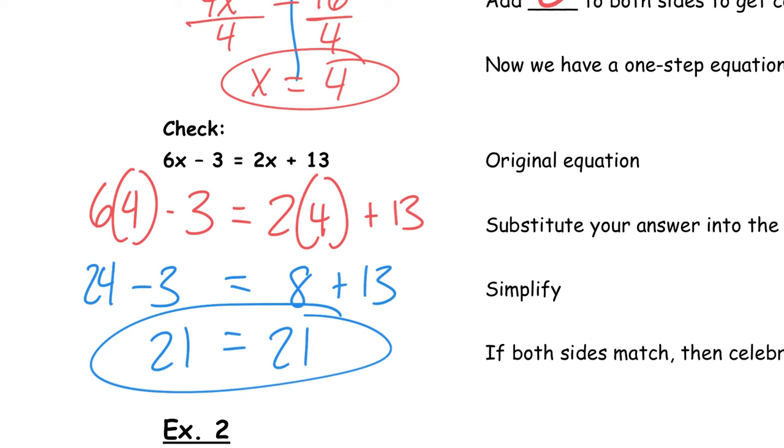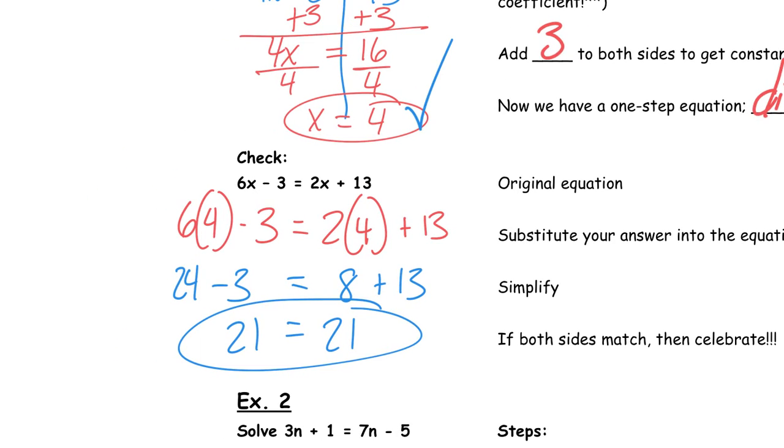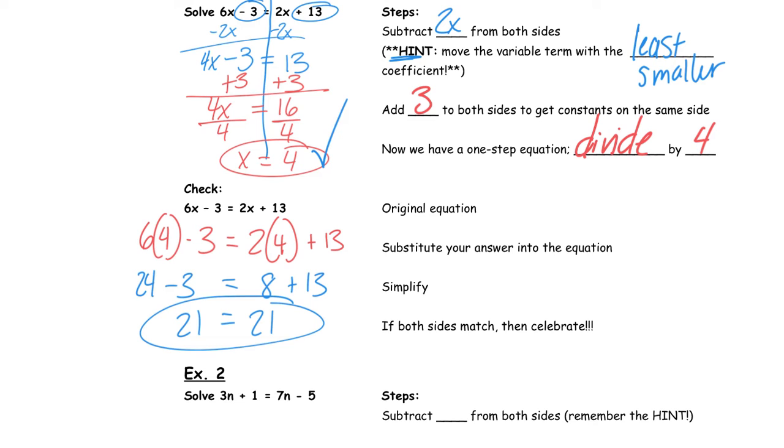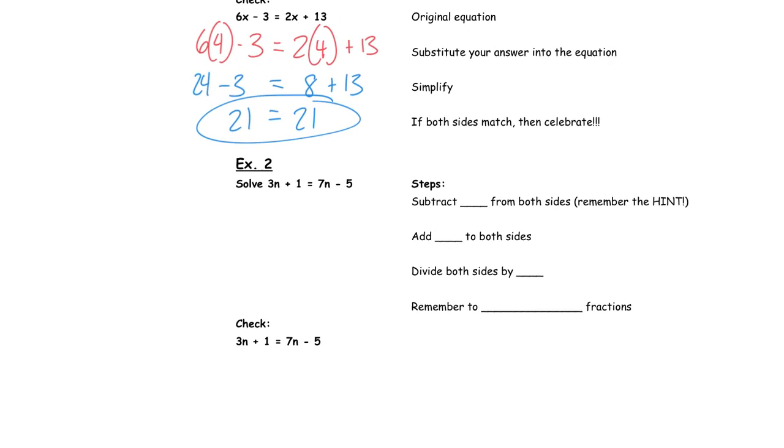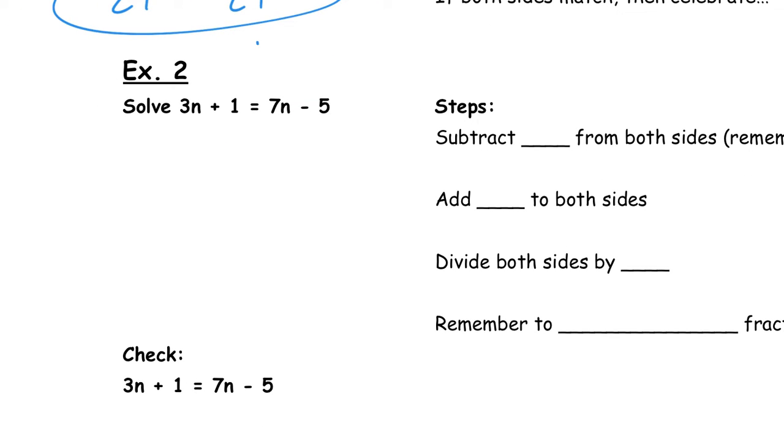So when the sides balance each other out, that means I know that my x equals 4 is my correct answer. If I don't get that, then I'm not doing my problem right. All right, so let's go try our example number 2. Draw my line down the middle. Oh, my lines are terrible, sorry.